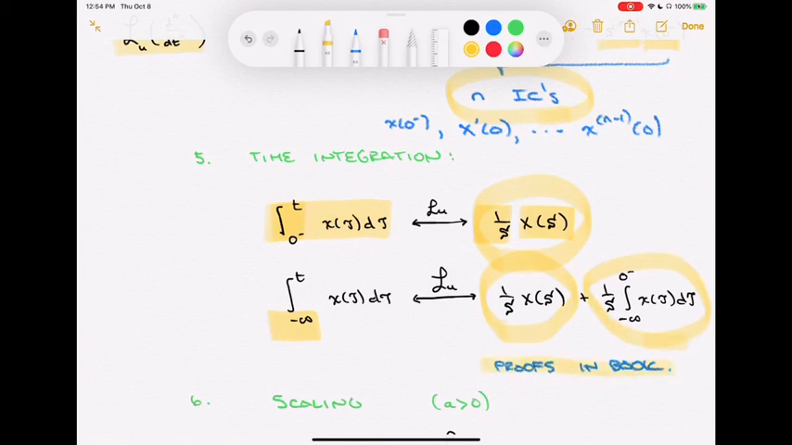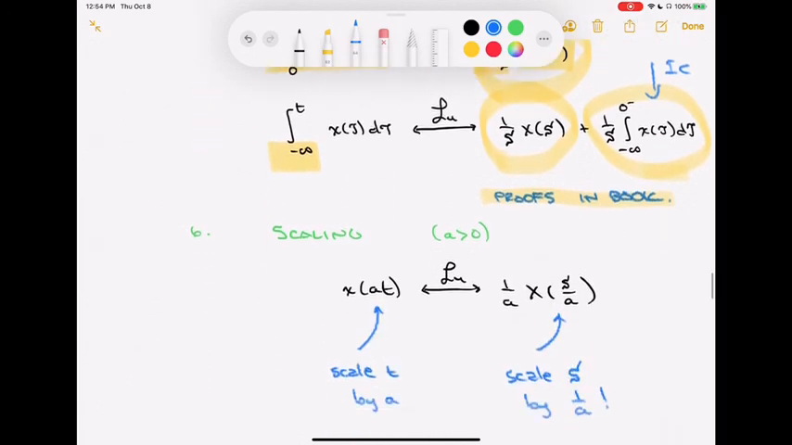The proof is in the book here. Again, I don't think it adds a lot of insight to go through that whole proof. I will say that this serves a lot like an initial condition. It's kind of a different form of an initial condition, or it reflects the state of everything that happened to the signal before time t equaling 0. We won't make huge use of the time integration property.